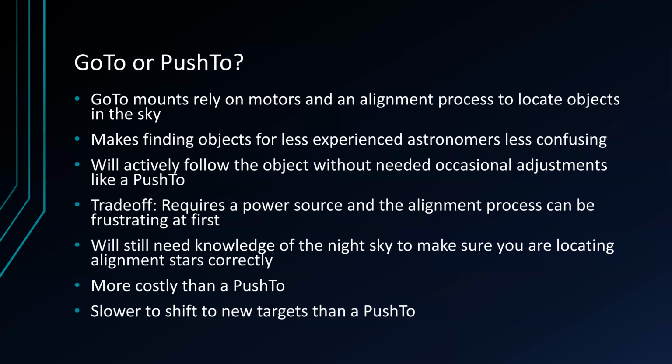Because they have motors and electronics, they are more costly than a push-to scope. And the motors also generally mean that they will slew to targets much slower. And as Galen pointed out in the chat, go-to systems can also be used in a push-to mode. Some of them will have clutches on them that'll allow you to move the scope freely, treat it as a push-to, if you wanted to do that. So you can kind of get a combination of both depending on the go-to mount you choose.